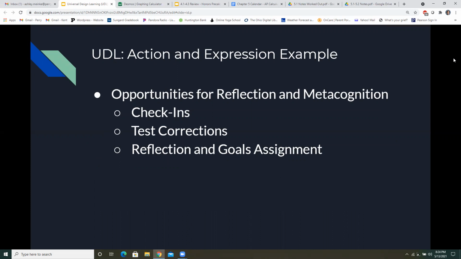So a couple of ideas that I've used in the classroom this year have provided students with opportunities for reflection and metacognition through check-ins, test corrections, and a reflection and goals assignment. So let me show you examples of those. These are some non-traditional ways to include writing in mathematics, especially during the virtual teaching that we've all been experiencing.